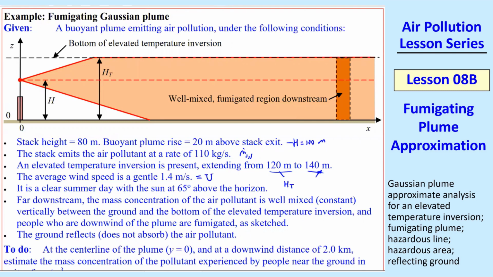We have a wind speed. I did change that because I wanted to make sure that this is a well-mixed case, that it's mixing a lot. So if I look at these weather conditions, 1.4 meters per second, a clear summer day, 65 degrees above the horizon is the sun. This turns out in this particular case to be a class A in the Martin model, which is the most unstable. So this is going to have lots of looping. It's actually going to be a looping plume that's going to mix very rapidly. And then at some distance downstream, from there on, we'll say it's well mixed and we can use this approximation. So that's what we're doing.